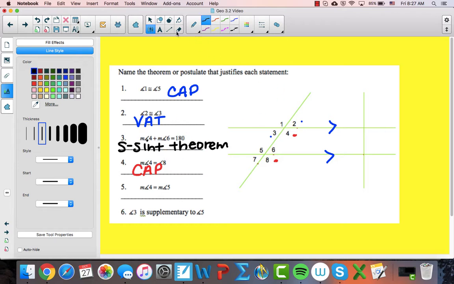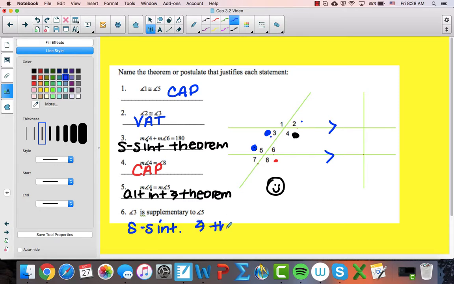All right, keep going. 4 equals 5. Okay, I look at 4 and 5. If the lines are parallel, then 4 and 5 are alternate interior angles, which are congruent because of the alternate interior angle theorem. If 2 parallel lines are cut by a transversal, then alternate interior angles are congruent. Okay, and last one. Angle 3 is supplementary to angle 5. All right, so I look at 3, I look at 5. Those are same side interior angles. If they are supplementary, then it would be by the same side interior angle theorem.